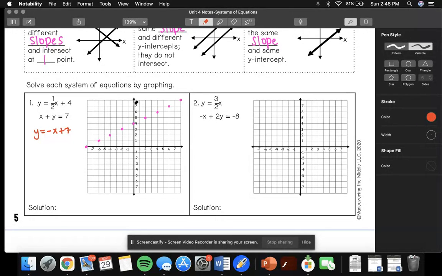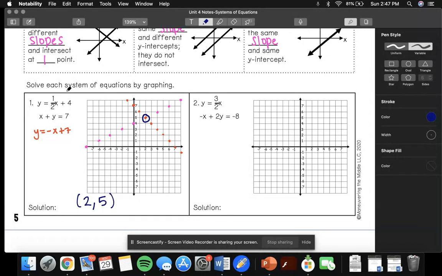So I'm going to start at positive 7, and I'm going to go down 1, right 1, since it's a negative x. And I see that it crosses right there. So I could stop, but I'm going to graph all the way across. Okay, so this solution is right here where they both cross, and that would be 2, 5.